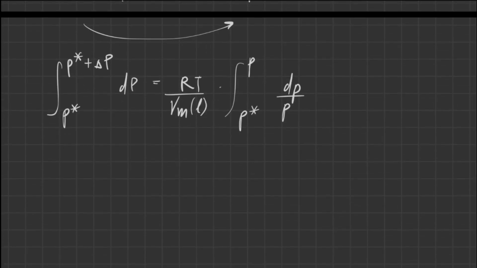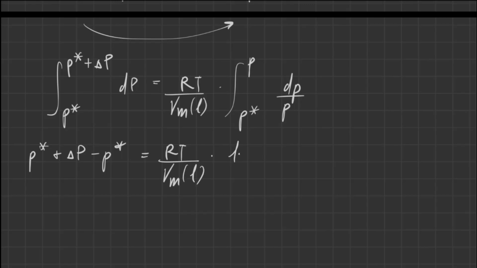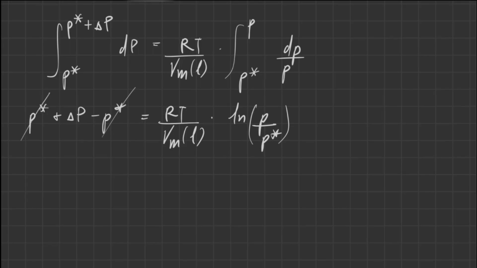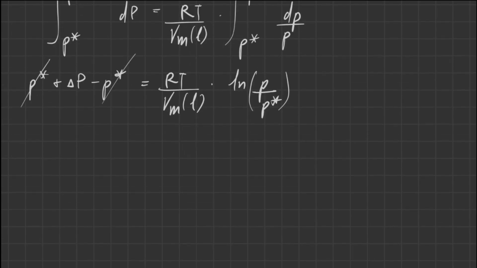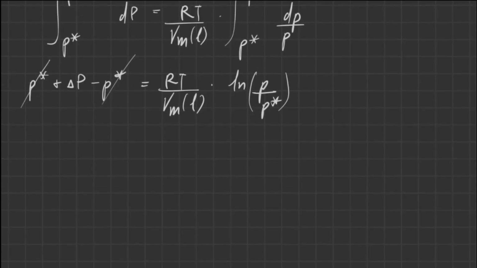So these integrations are pretty simple. You'll have delta P, so just P final minus P initial on the left side. So P star plus delta P minus P star is equal to RT over the molar volume of the liquid times the natural log of p final over p initial, P star. So this simplifies to that. So now we have this equation.